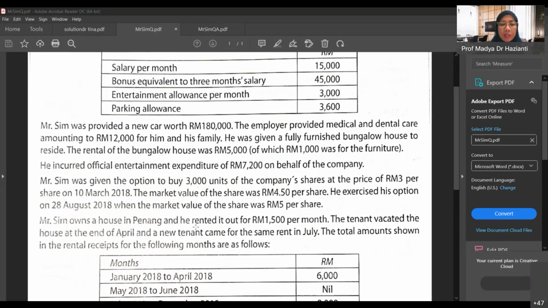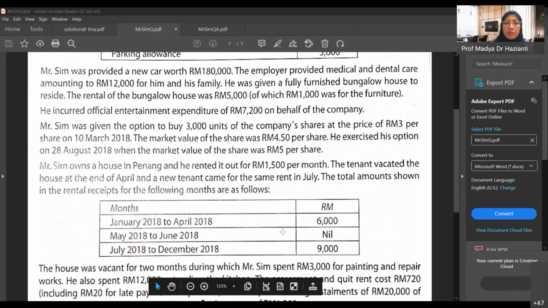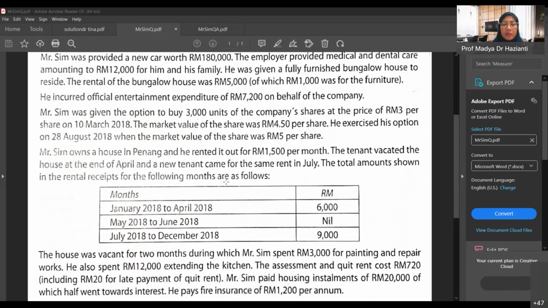Mr. Sim owns a house in Penang and rented it out for 1,000 per month. The tenant vacated the house at the end of April and a new tenant came for the same rent in July. Okay, it's the same, one person goes out, one comes in, same price. His rental receipt from January until April is 6,000. May, June there is no one. July he gets it back, 9,000. The house was vacant for 2 months.